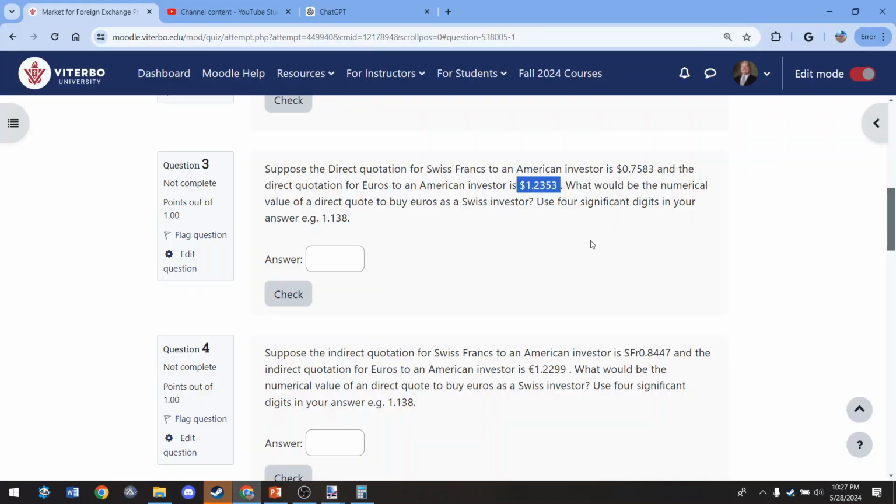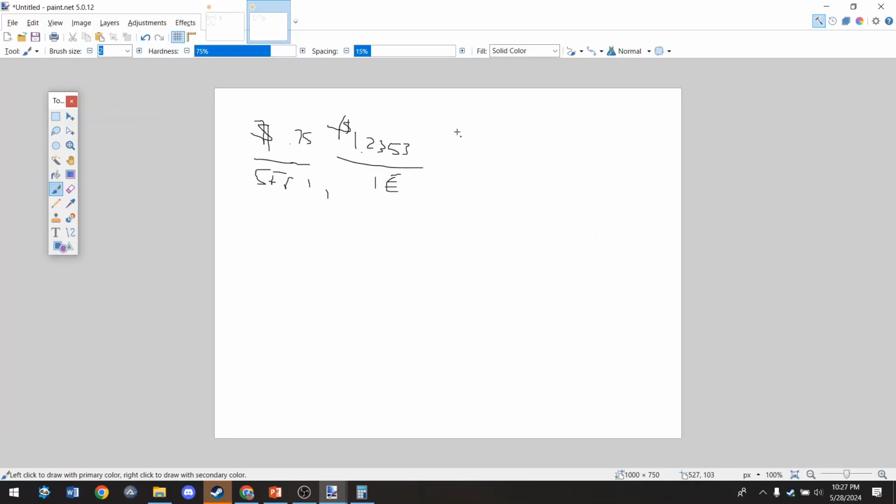What are we looking for? We are looking for a direct quote to buy euros as a Swiss investor. So how do we interpret that? I'm a Swiss investor. It's a direct quote. That means that the franc is on the top. So we have Swiss francs. We're buying euros. That's on the bottom. And we want this to be 1, and this is some number. We don't know what that is.